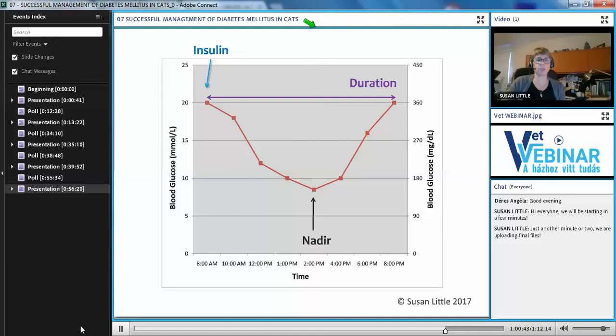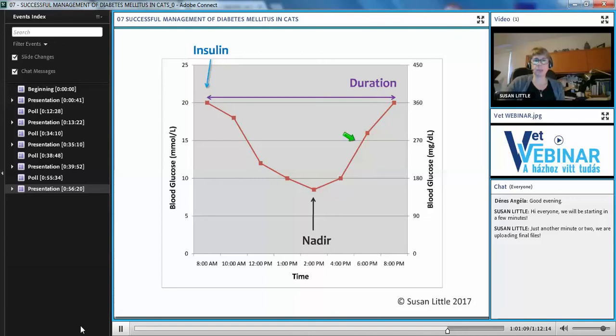The duration is the time period from whatever your starting was, and let's say it was 20 in this cat, and when does it come back to the baseline of 20? So in this cat at 8 a.m., the reading was 20, and at about 9 o'clock roughly at night, the blood glucose level returned to 20. So that's a roughly 12-hour duration of action. So that length of time tells us the duration.